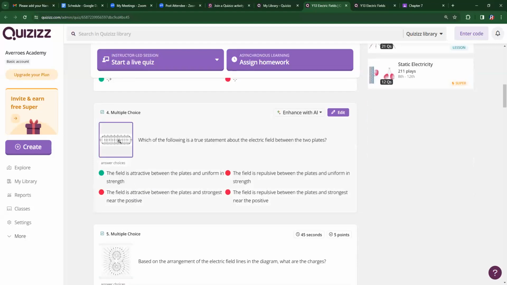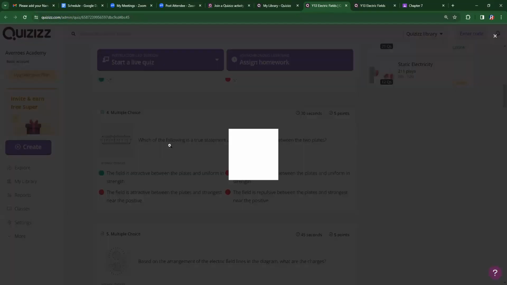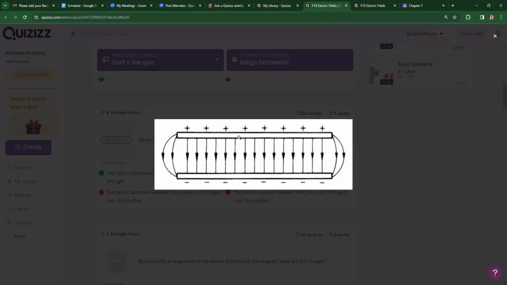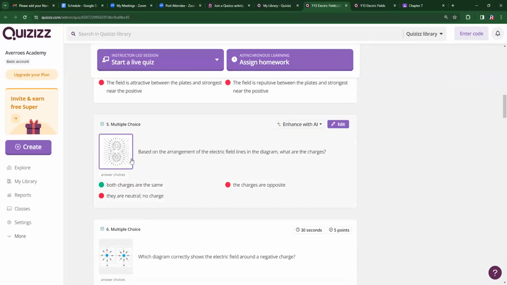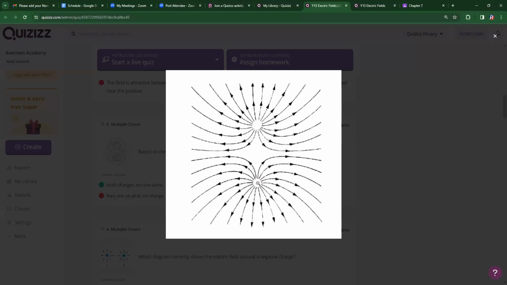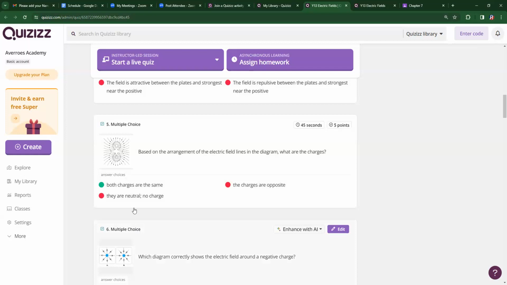Now you have two charged plates, positive on the top, negative on the bottom. Between the two plates you see straight lines, so the density is basically the same, and at the ends they are curved. Out of plus towards minus. In the middle it's uniform, in the corner it's a little curved. Based on the arrangement, what are the charges? Out of positive, right? So both are positive charges, both are the same.